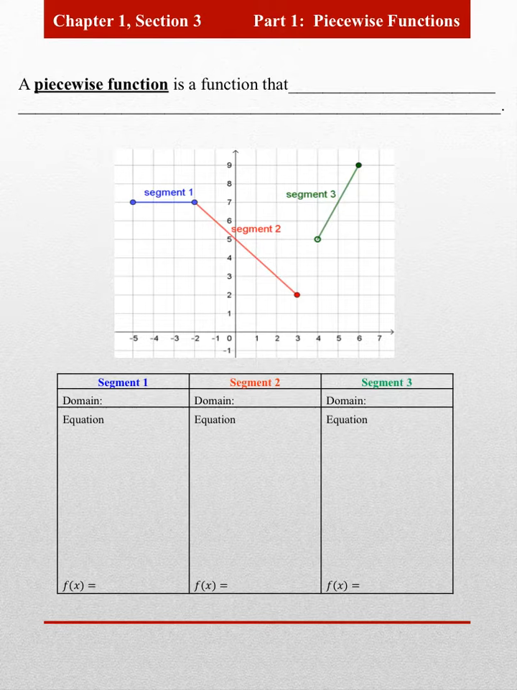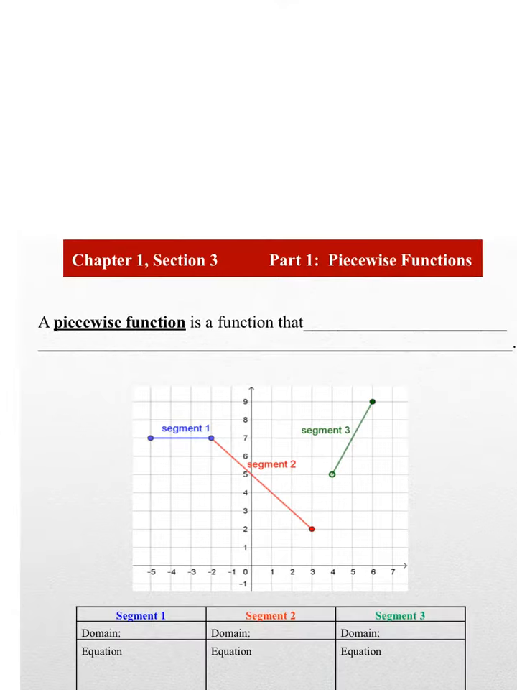In this section, we're going to be talking about something called piecewise functions. A piecewise function is a function that has different rules, in other words, different equations, for different sections of the function. So if you look at the graph below, you can see it's kind of broken up into different pieces, hence the name piecewise functions.